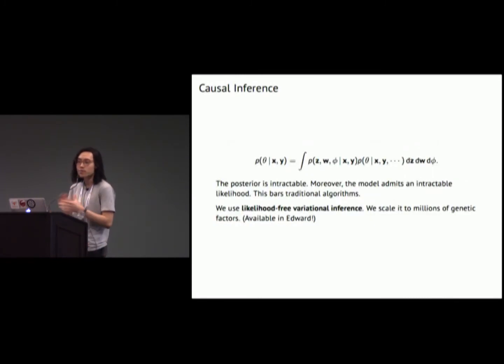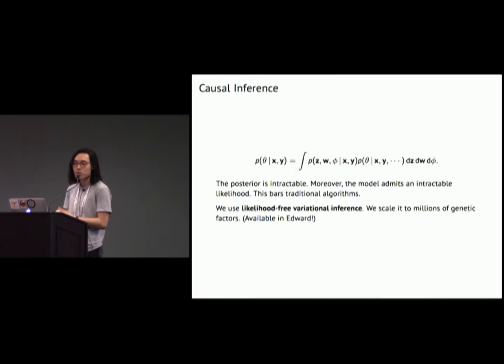Now, as an algorithm, the posterior distribution is intractable. And in fact, the model itself also admits an intractable likelihood. And so this bars traditional algorithms. And so what we used was an idea from modern probabilistic modeling. We used likelihood-free variational inference.